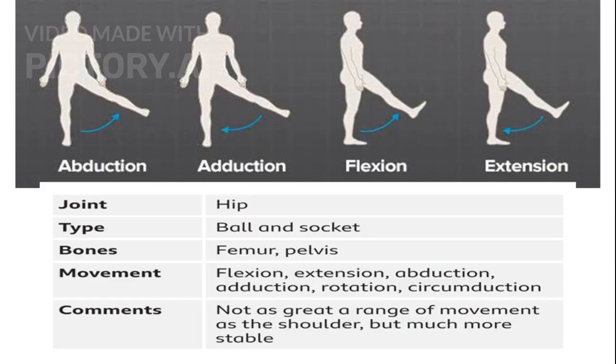The hip is a ball and socket joint involving the femur and pelvis bones. It allows for flexion, extension, abduction, adduction, rotation, and circumduction. It is not as great a range of movement as the shoulder but is much more stable.